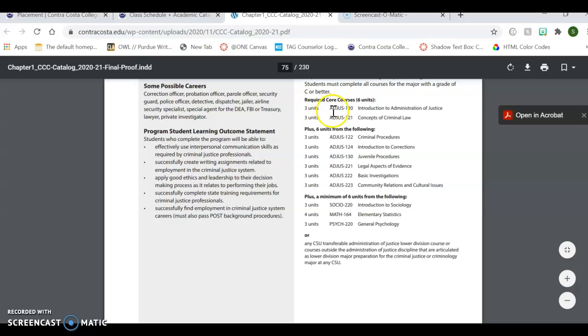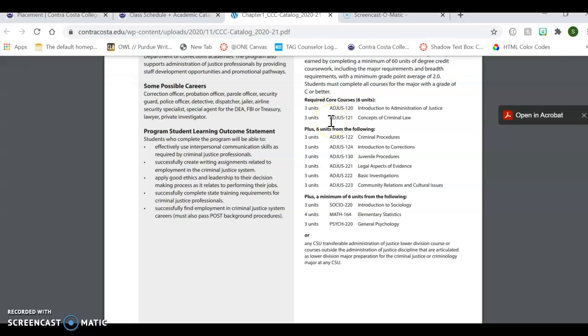So there are 2 Administration of Justice courses, 120 and 121. Each are 3 units. And then in the next list, it gives us a series of 6 courses from which we only need to choose 6 units, or 2 courses. And then from the following list, a minimum of 6 units.